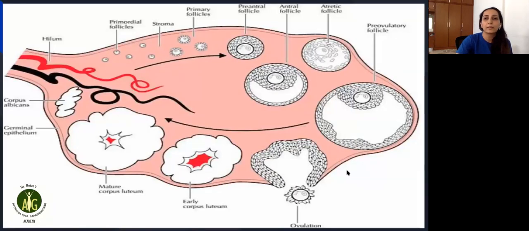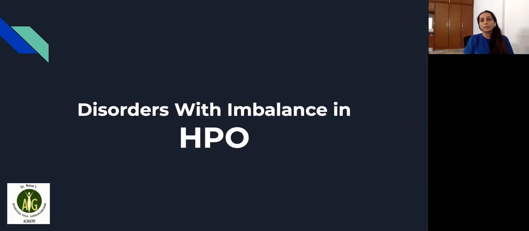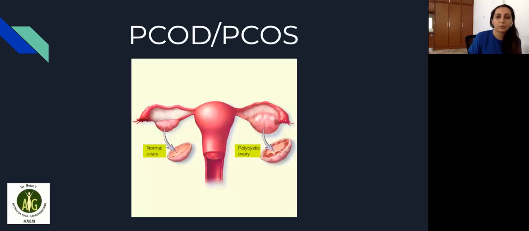This is another picture which explains it in brief: how small follicles are there, how the pre-ovulatory follicle is made, and then how the ovum comes out, and whatever is not getting used moves into the degeneration process. So this is in short how the HPO axis works. Let's talk about the disorders or imbalances which happen because of it.